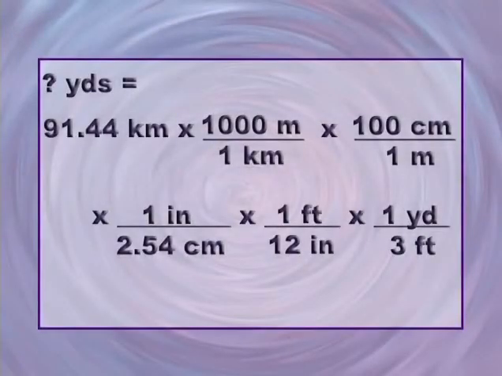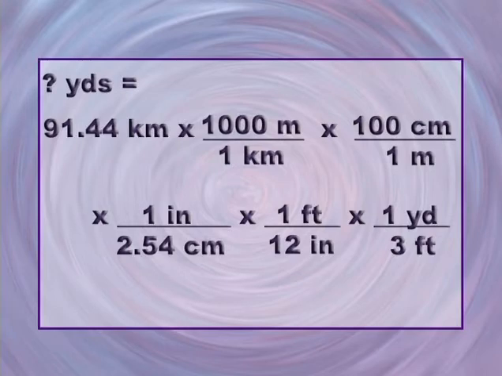Let's see how you did. You should have found that using the method made this problem quick and easy. First, you used the fact that there are 1,000 meters in 1 kilometer. Then you used the fact that there are 100 centimeters in 1 meter. Next came 2.54 centimeters in 1 inch. Then 12 inches in 1 foot. And finally, 3 feet in 1 yard.